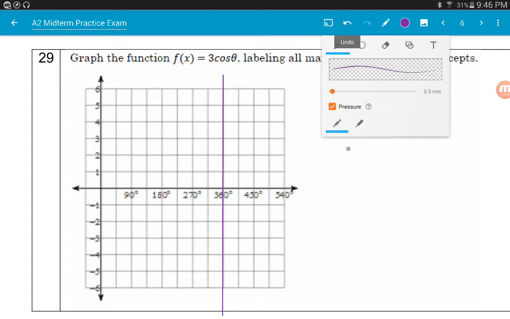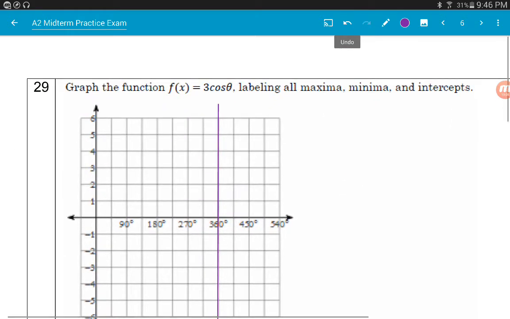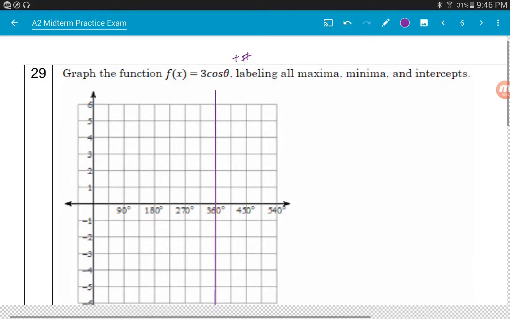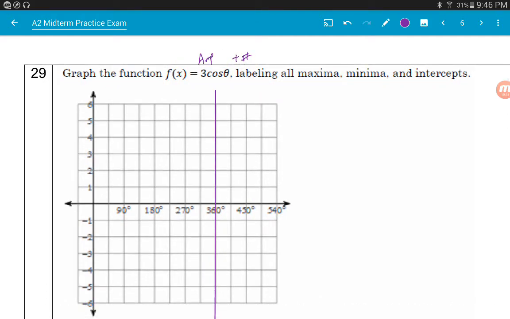Here's how a cosine graph works. It has no midline on the end, right? Plus some number, right? It has none. So that means the midline is the x-axis. That's better. 3 is the amplitude. So it goes up or down 3. So what does it do? It starts at 3.